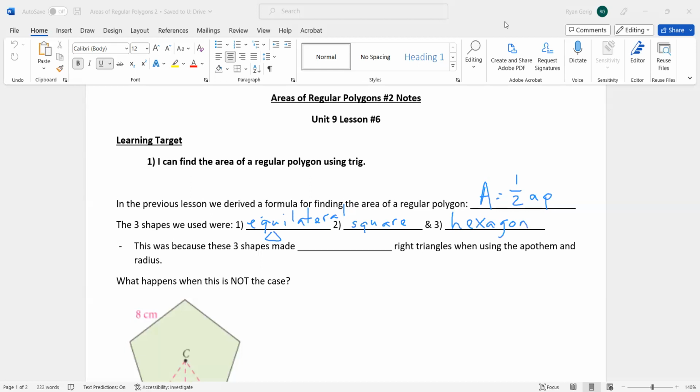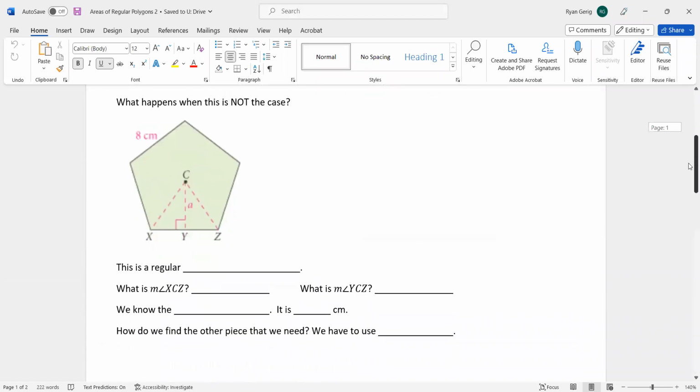Why did we use those three? It was because those three shapes made special right triangles when using the apothem and radius. Number 1 and 3 was a 30, 60, 90 triangle. So the equilateral triangle and the hexagon made 30, 60, 90 triangles, and the square made a 45, 45, 90. So that's all great, but what happens when you don't have a special right triangle?